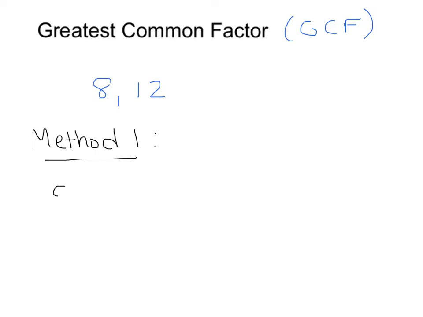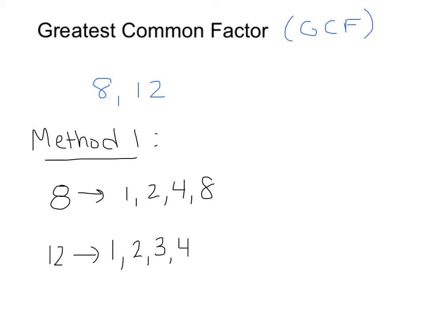is to take the two numbers, 8 and 12, and list the factors. So the factors of 8 are 1, 2, 4, and 8. Remember, a factor is a number which divides evenly into 8. So 8 is divisible by 1, 8 is divisible by 2, 8 is divisible by 4, 8 is divisible by 8. For 12, the factors would be 1, 2, 3, 4, 6, and 12.